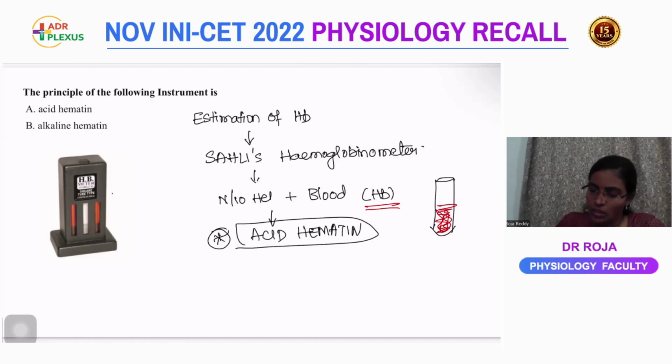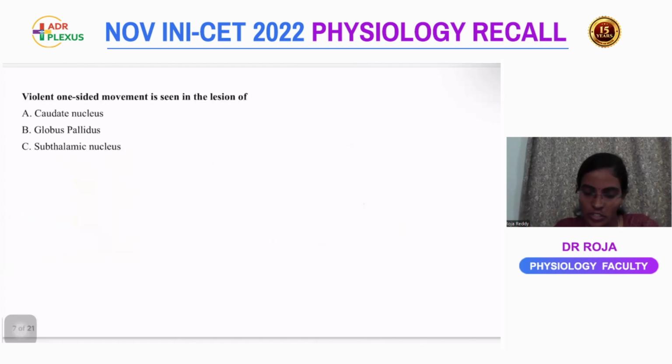Okay, now this will be diluted with distilled water, and you will compare the color of this fluid with the color of the comparator rods, which gives you an estimation of the hemoglobin. So the principle used in this particular experiment, that is with the Sahli's hemoglobinometer, is the formation of acid hematin. So the answer is A, acid hematin. Okay, let us move to the next question.